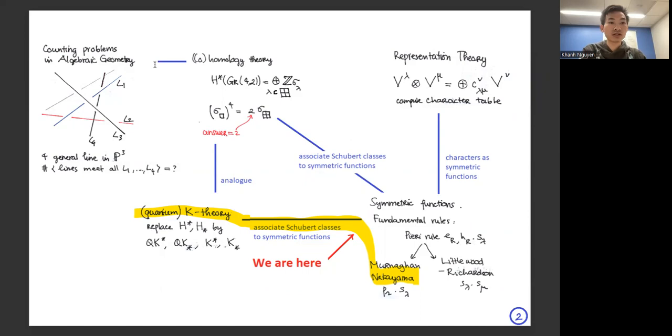So it has an application in the counting problem in algebraic geometry. For example, if we consider four general lines in the projective space of dimension 3, we want to know the number of lines L meeting the lines L1 to L4 here. To answer this problem, we transform the question into a question in cohomology theory.